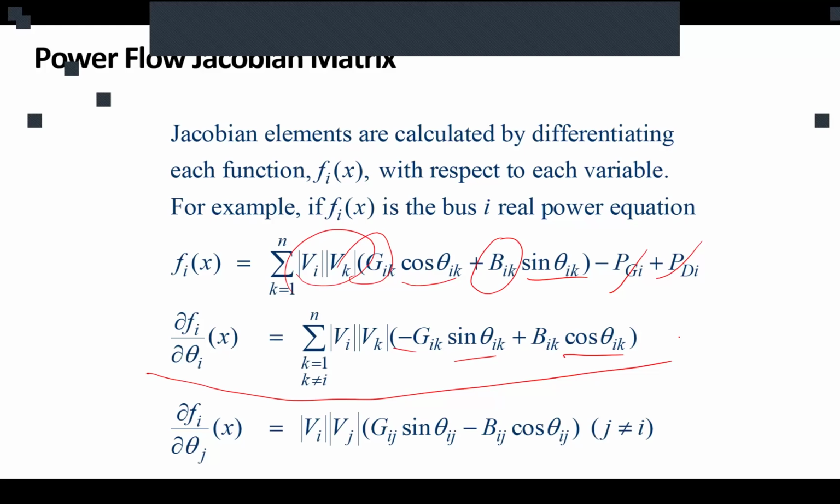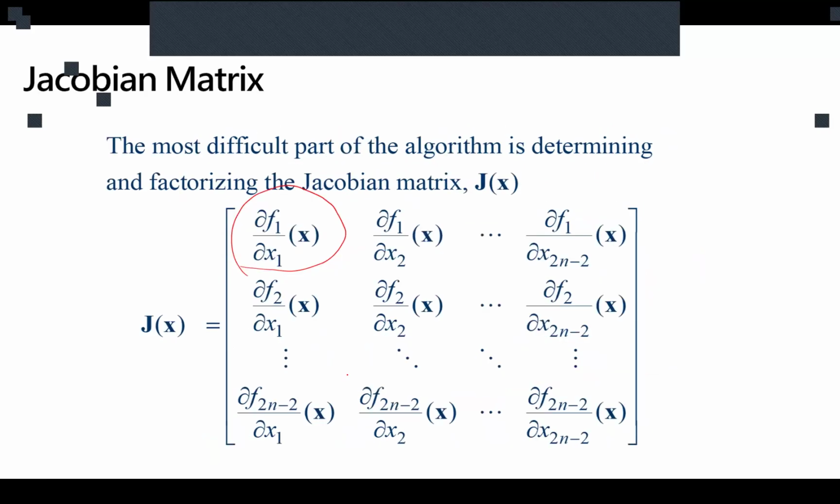Are we good? So then we have our Jacobian. This is one element in our Jacobian matrix, for example, this one. And you have to do the next one for the next variable and so on. Are we good?